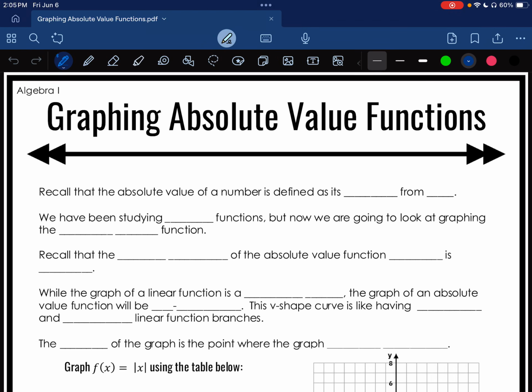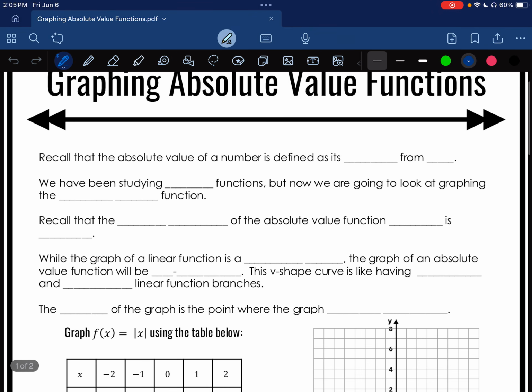Welcome! As promised, today we're going to talk about graphing absolute value functions. I think this is so exciting to be able to visualize what is going on here when we look at the distance something is from zero. So, that gave away our first blank. Recall the absolute value of a number is defined as its distance from zero.